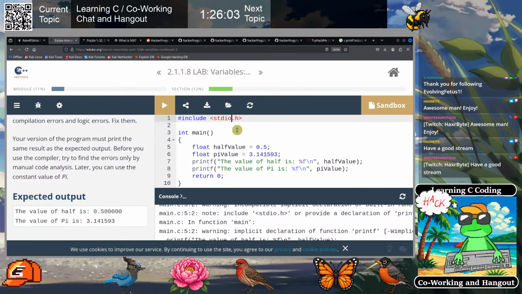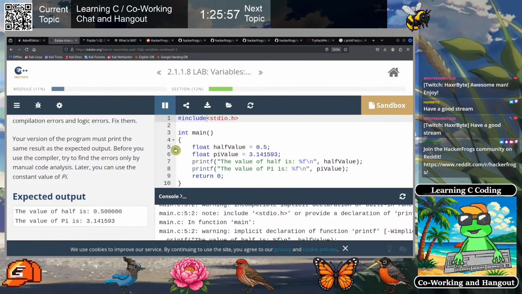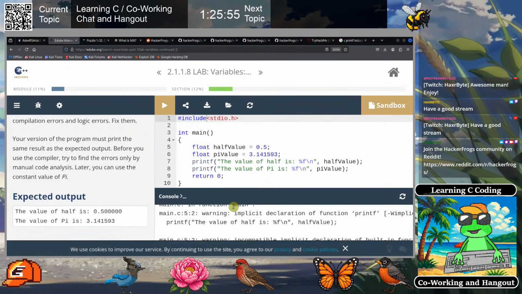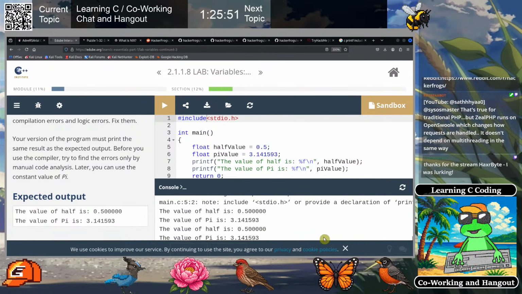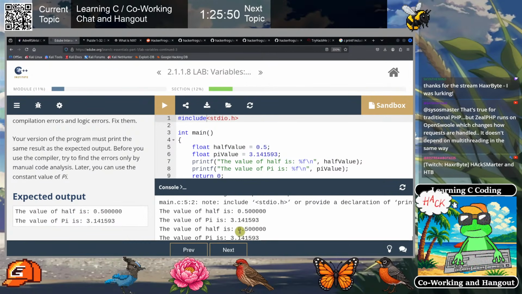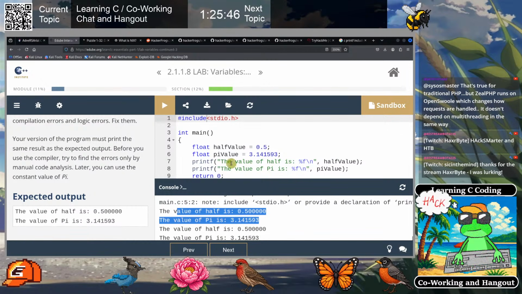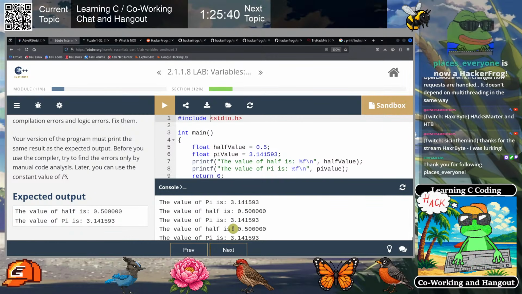No space between include and stdio. So like this. And it's still, oh, no, now it's working. Okay. It worked for the last two. Anyways, I think we can put a space between this, right? Yeah, okay. It's good to know.